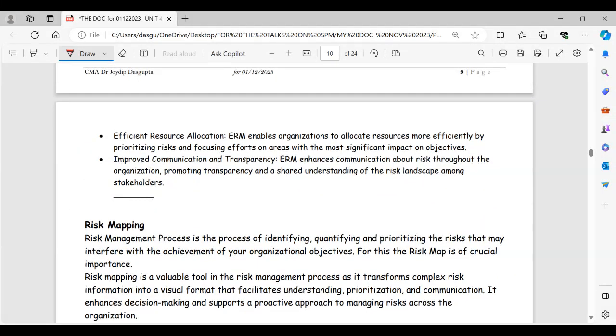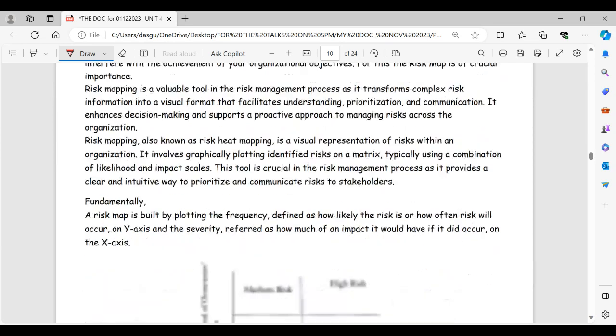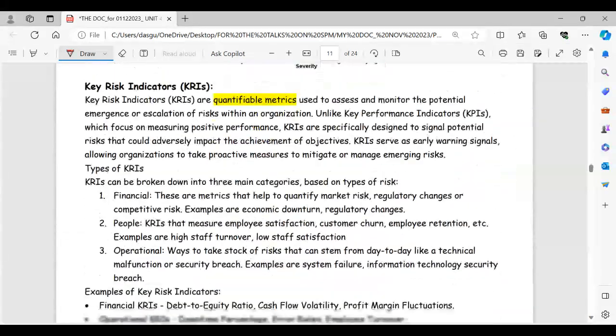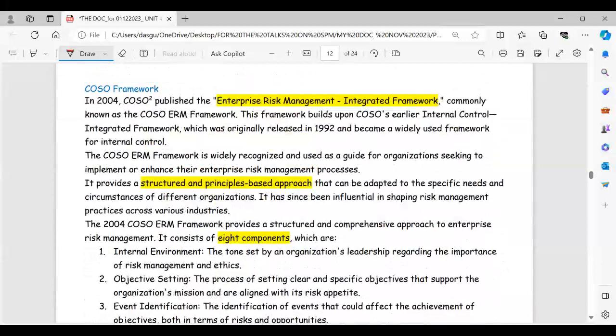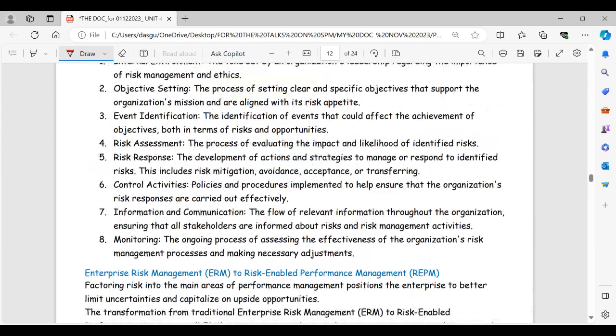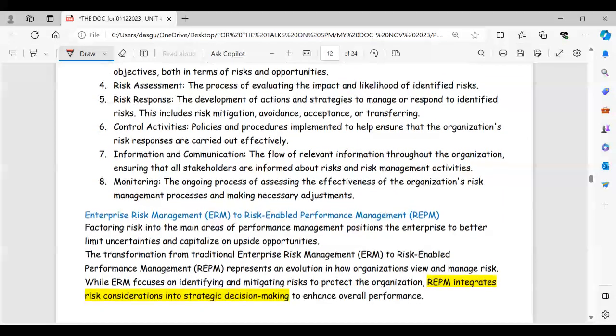This is one way of risk mapping, and this is also a very important framework, because from 2004 onwards we started talking about the COSO framework. So this is the COSO framework, and some of these materials are taken from your study notes, some of them are not.